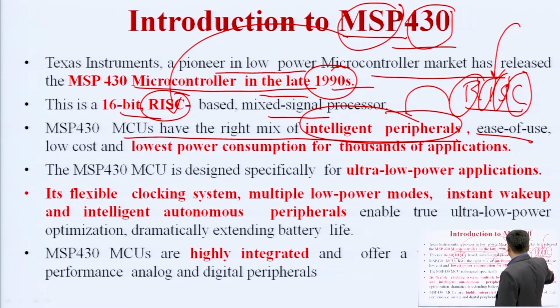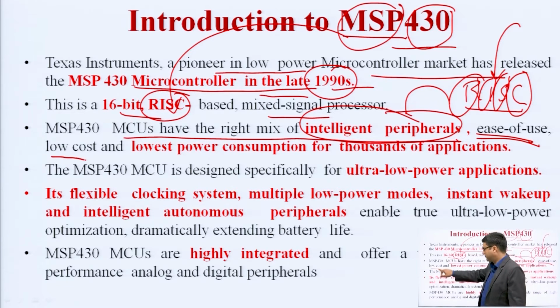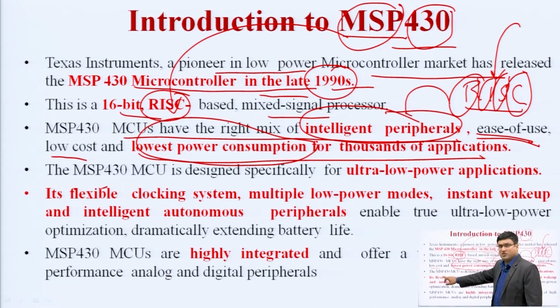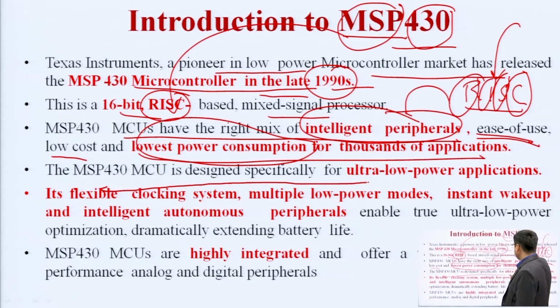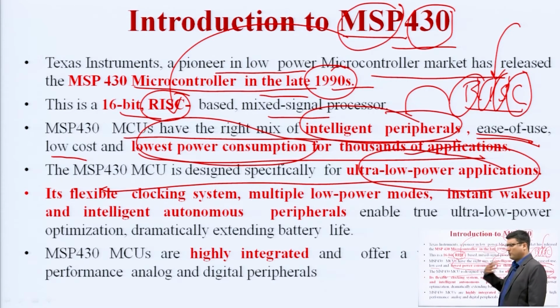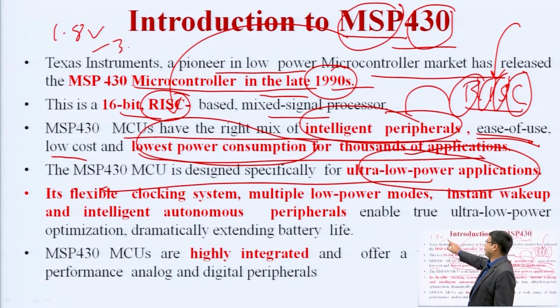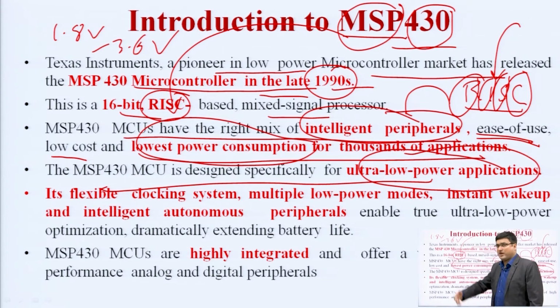Ease of use: it has an easy to use architecture, a low cost, as we have seen, and the lowest power consumption for thousands of applications. The MSP430 microcontroller is designed specifically for ultra low power applications. One of its unique features is that it is based on an ultra low power supply. The power supply is very small, as we have seen, 1.8 volt to 3.6 volt in the case of the MSP430 microcontroller.